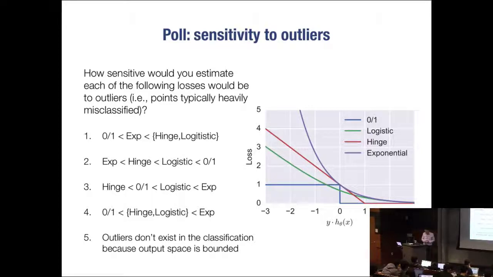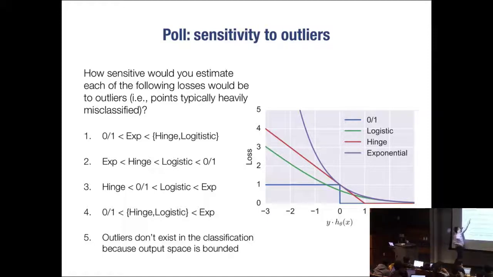What the questions are saying here is that it's supposed to be an ordering. This would mean that the 0, 1 loss was the least affected, followed by the exponential loss, followed by the hinge and logistic losses kind of in the same class. This one would say the exponential loss is least affected, followed by the hinge loss, followed by the logistic loss, followed by the 0, 1 loss that's most affected by that outlier. And by affected here, I mean it will change the resulting decision boundary when you minimize that loss. And the last one says that outliers don't exist because the output space is bounded. We had outliers in regression because we could have a point that was negative 1,000,000, but in classification you don't have that. So maybe outliers don't even exist in classification.